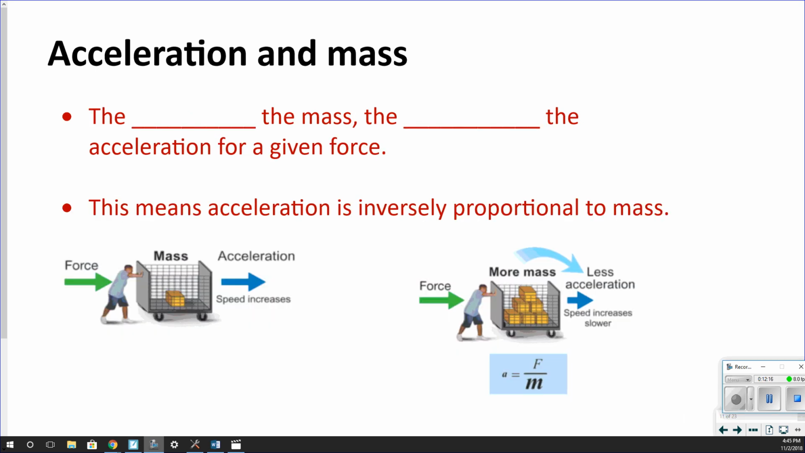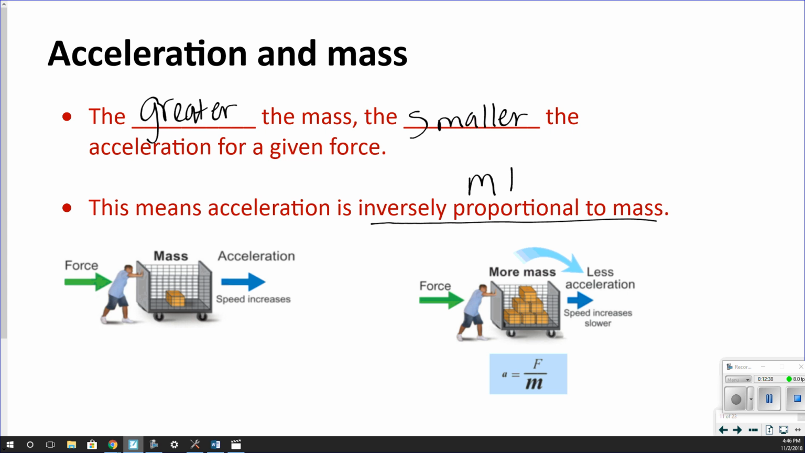Now we're going to talk about acceleration and mass. So the greater the mass, the smaller the acceleration for a given force. This means acceleration is inversely proportional to mass. That means as mass increases, acceleration would decrease, or if we say as mass decreases, acceleration would increase.